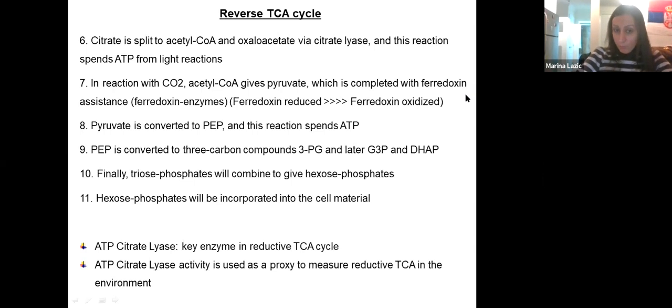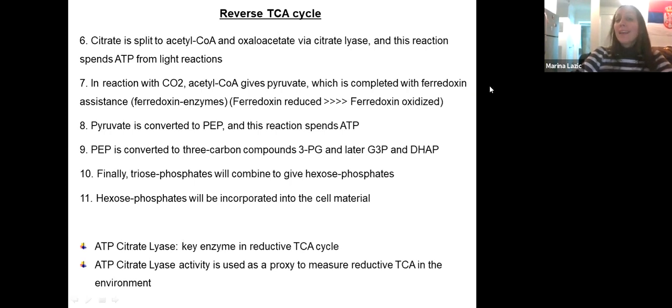Pyruvate is a result of this carbon dioxide fixation in combination with acetyl coenzyme A, and the reaction is catalyzed with enzymes that are ferredoxin linked. Now we have pyruvate. That's more than enough. Pyruvate can be converted to phosphoenolpyruvate. The reaction spends ATP. Then PEP is converted to 3PG, later G3P and DHAP.